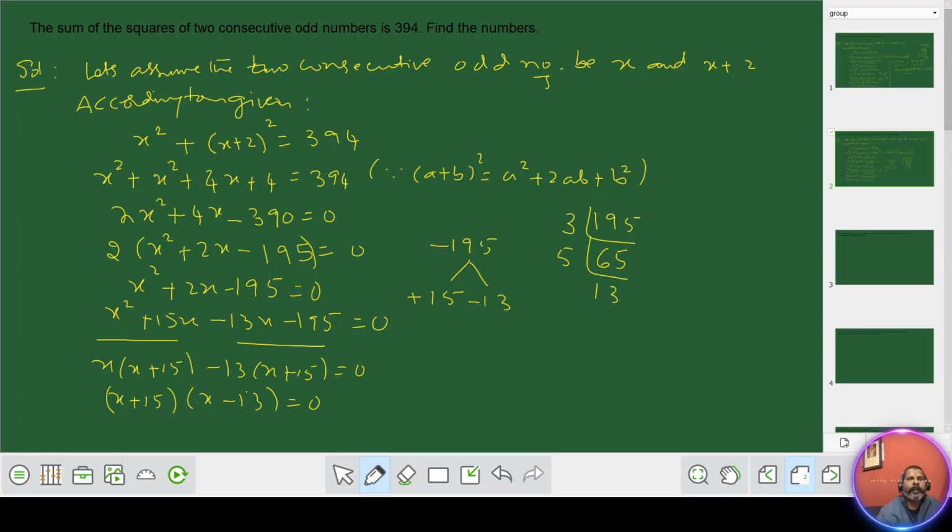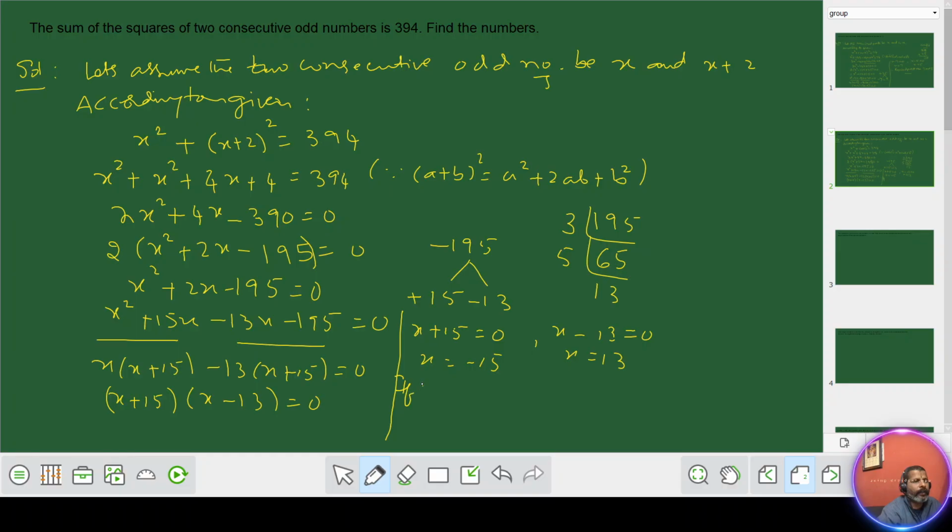Okay. Take x plus 15 common. Remaining is x minus 13. Then equate each of them to 0. So x plus 15 is 0, x is minus 15, x minus 13 is 0, x is 13. They asked the two consecutive odd numbers, right? So both we got odd. Let's get the answer for each of them.